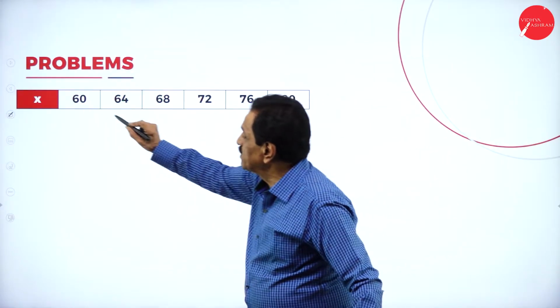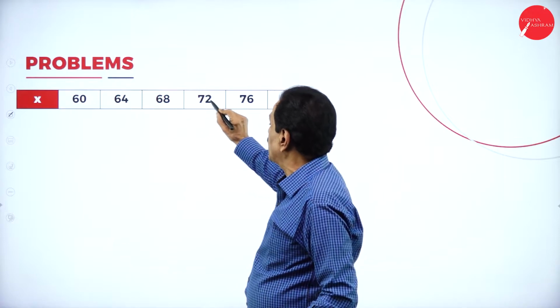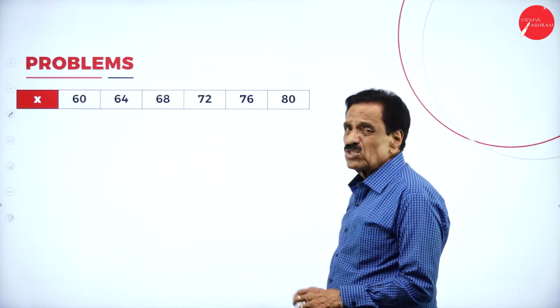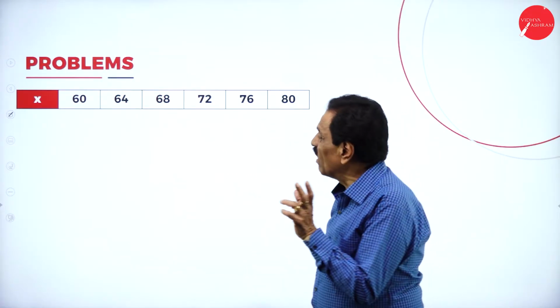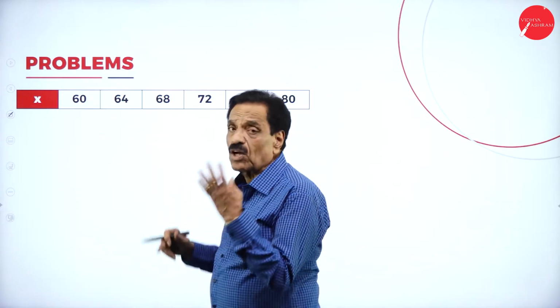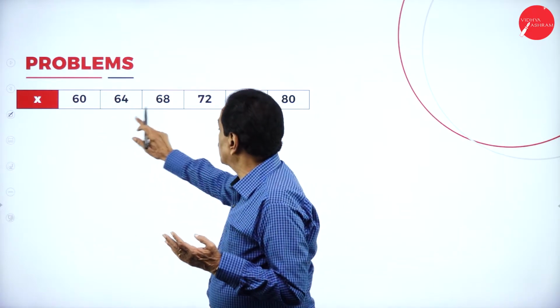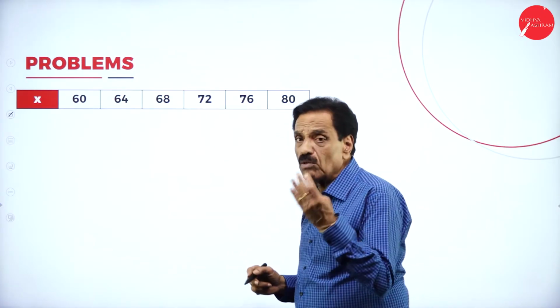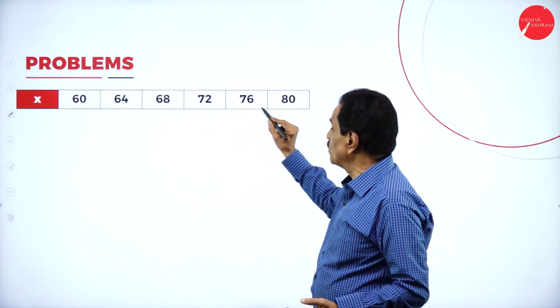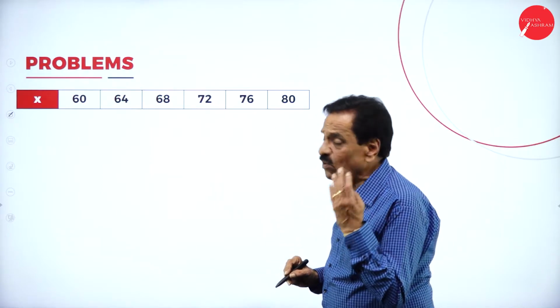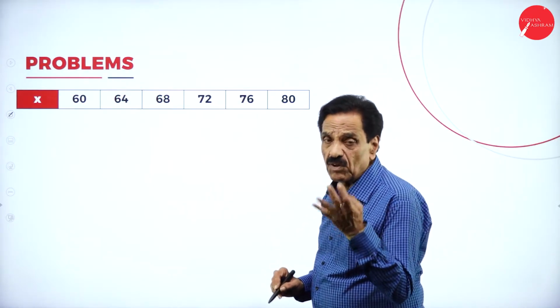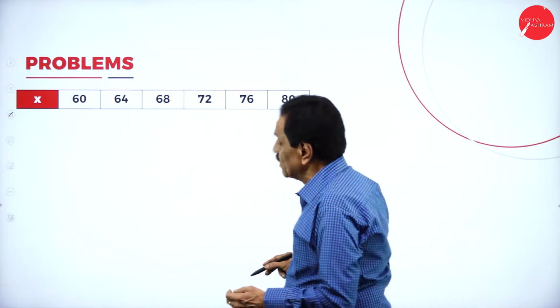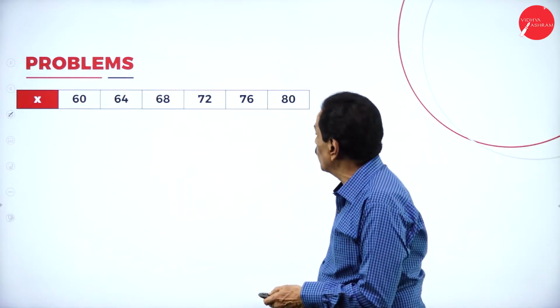What's the next problem? 60, 64, 68, 72, 76. So what's the difference? You can find all are equal. 60 to 64, how much difference? 4. 64 to 68, how much difference? 4. 68 to 72, how much difference? 4. 72 to 76, how much difference? 4. 80, how much difference? 4. So your class interval is 4. So we'll solve the problem slowly.